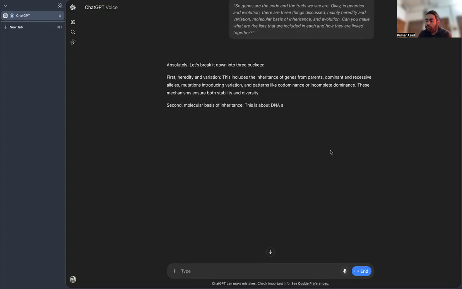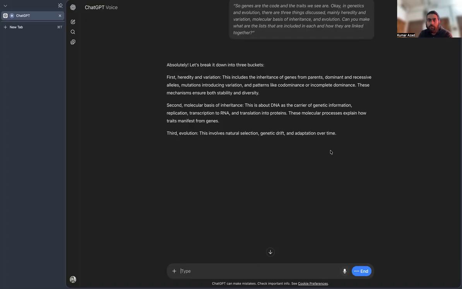Second, molecular basis of inheritance. This is about DNA as the carrier of genetic information, replication, transcription to RNA, and translation into proteins. These molecular processes explain how traits manifest from genes. Third, evolution. This involves natural selection, genetic drift, and adaptation over time. Variation feeds evolution. Natural selection acts on traits, and inheritance passes the advantageous ones down. In other words, variation plus inheritance gives evolution its raw material.